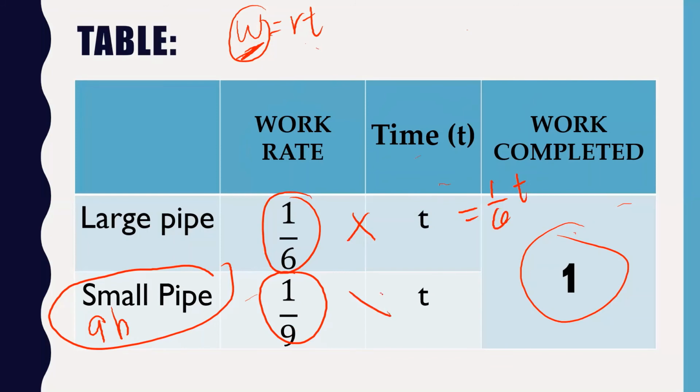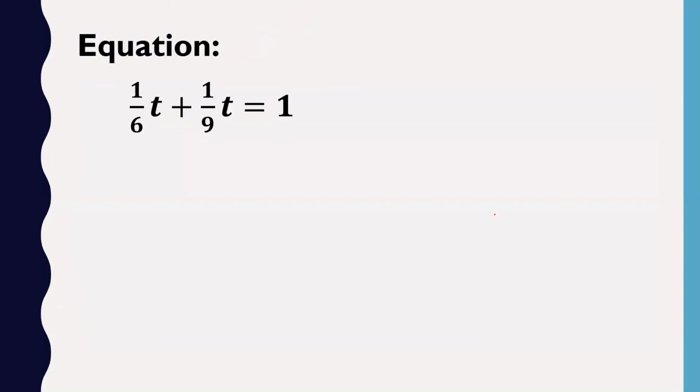1 over 9 times t, that would give us 1 over 9 times t. Of course, you need to add, kasi we're looking for the time together. So, kailangan natin i-add ang dalawa. So, our equation now would be like this. Yung sa large pipe and the small pipe. And, of course, one full that we need to empty.